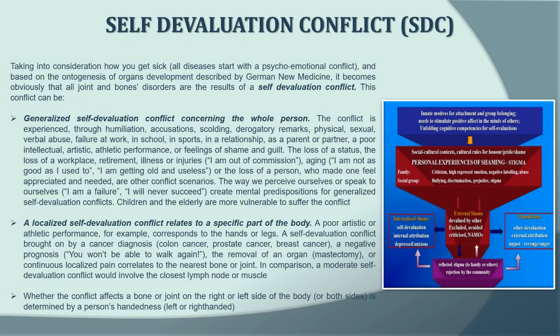In comparison, a moderate self-devaluation conflict would involve the closest lymph node or muscle. Whether the conflict affects a bone or joint on the right or the left side of your body, or both, is determined by a person's handedness, so if you are left or right-handed.